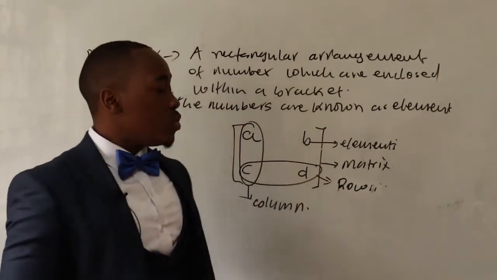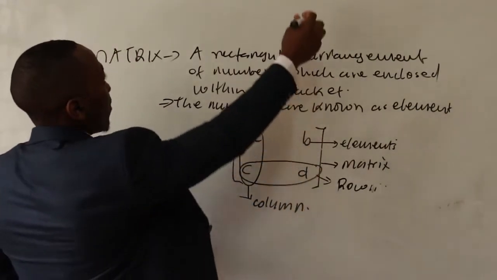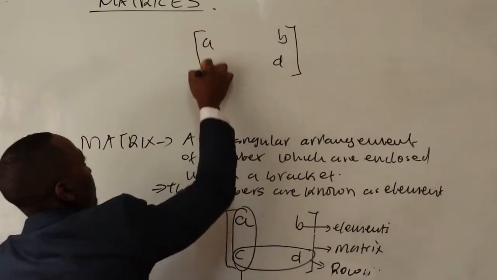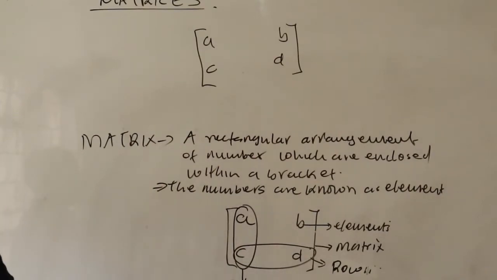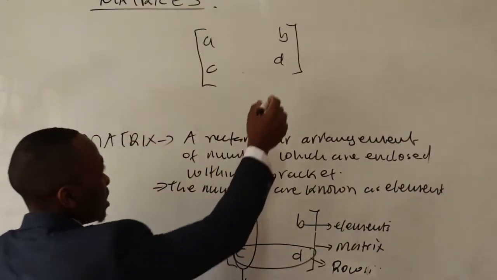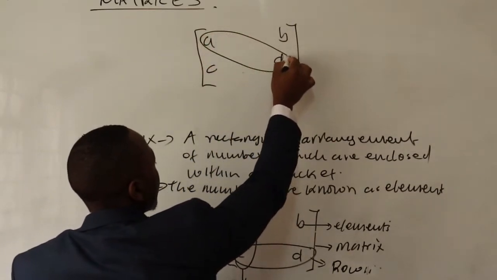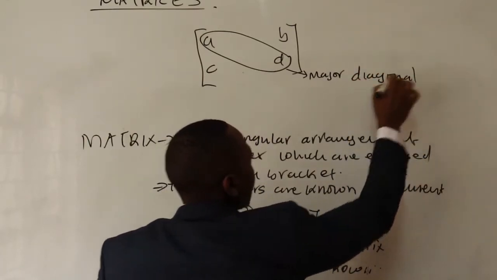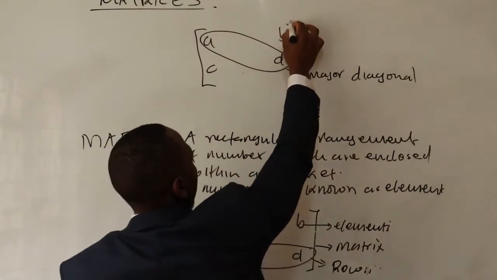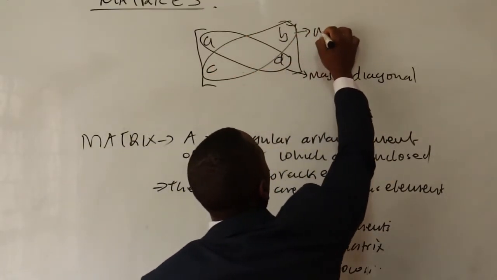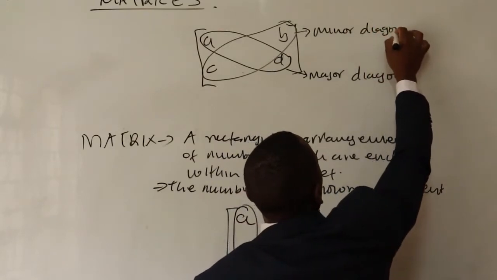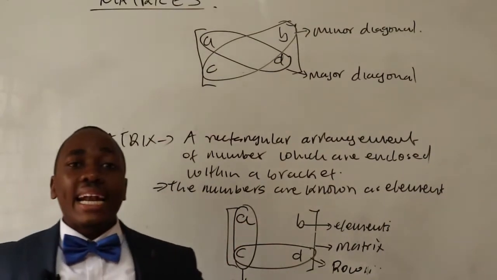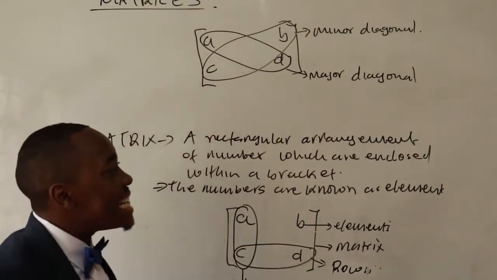And then under the matrix, we usually have what we call the diagonals. So for example, assuming I give you a matrix like this, A, B, C, D. Under this matrix, we have two diagonals. We have this diagonal, which is what we call the major diagonal. Then we have another diagonal, and this is what we call the minor diagonal. What is the purpose of determining the major and the minor diagonal? Diagonals help us in determining what we call a determinant.